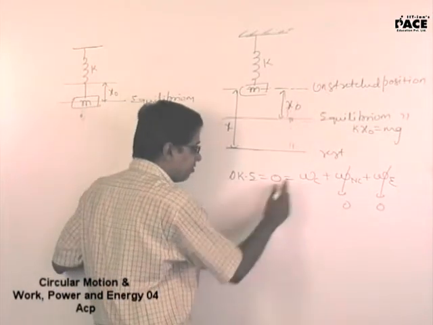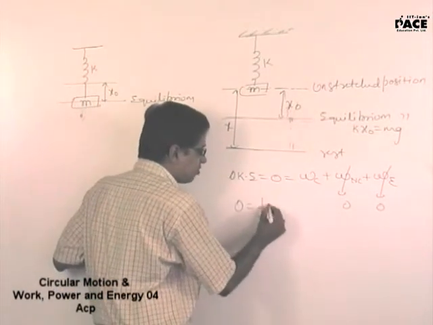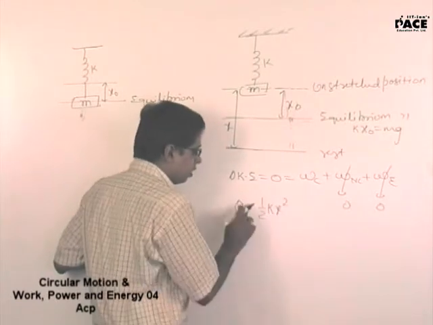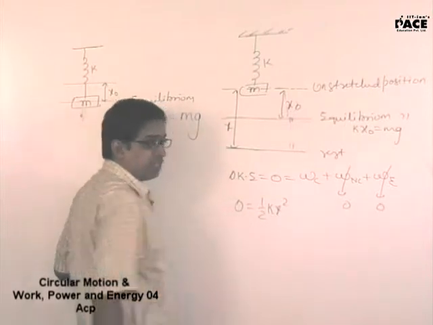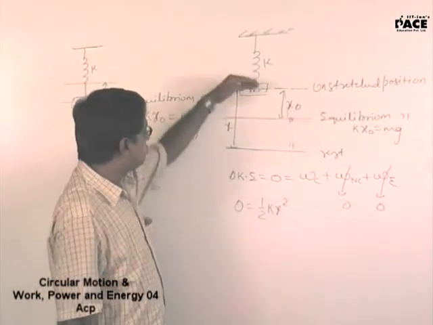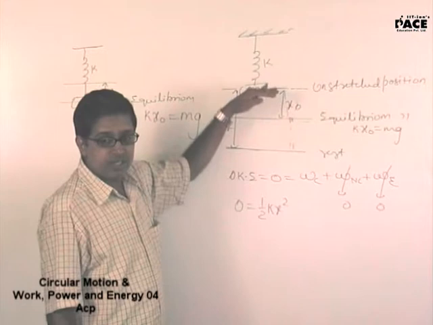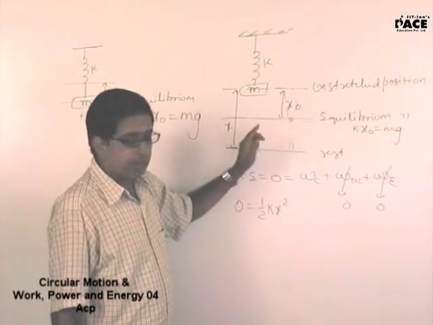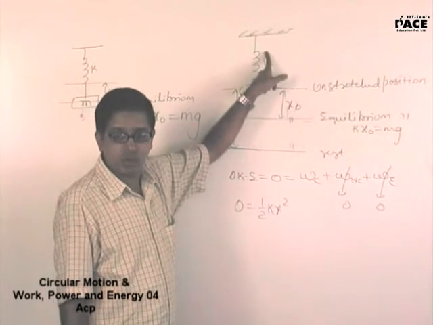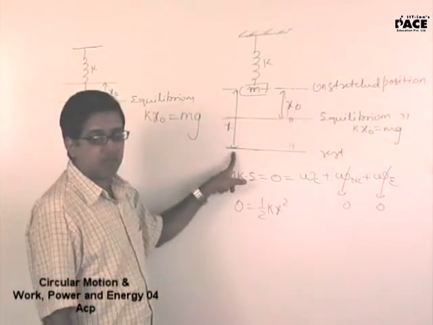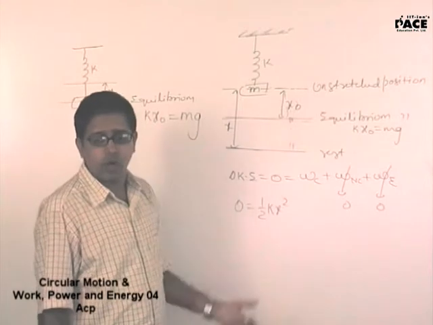Now work done by the conservative force, there are two works. One is half kx square. Should that go with a negative sign or a positive sign? Half kx square. As this is going down, the elastic potential energy stored in it will be half kx square if it has travelled by a distance of x. Yes or no?